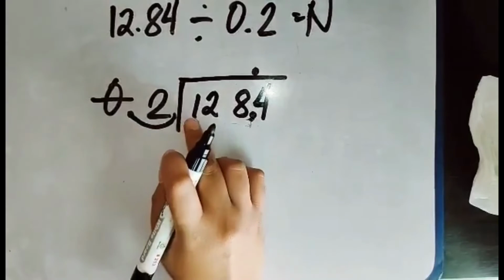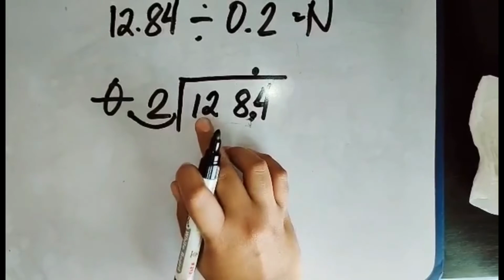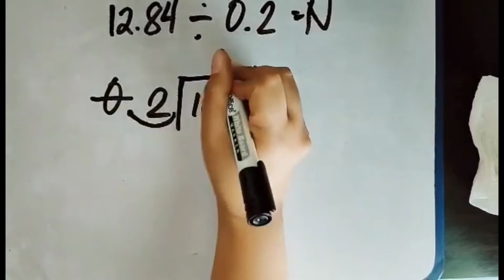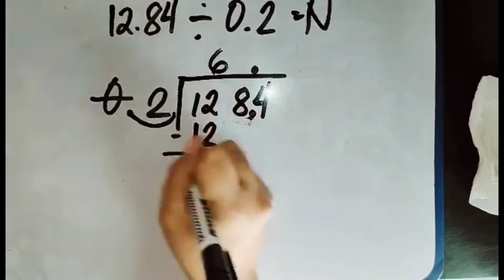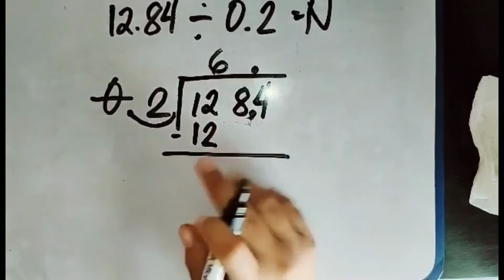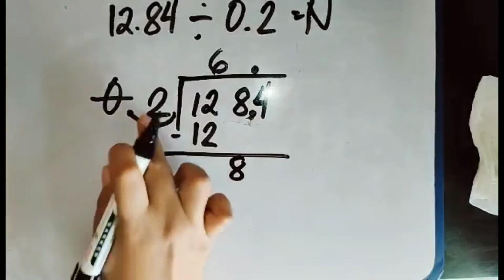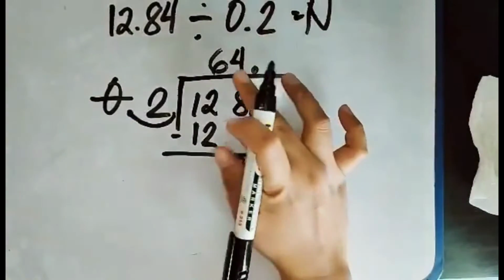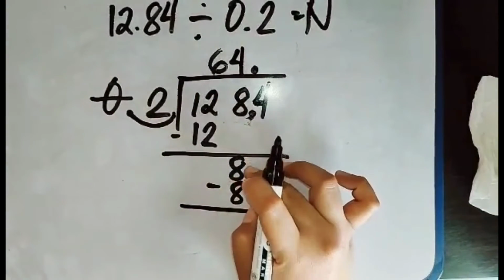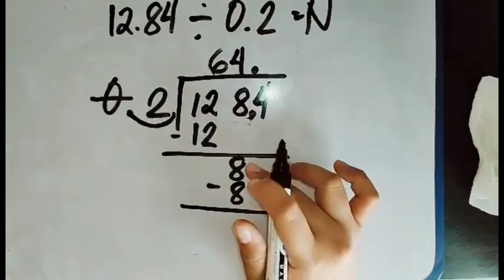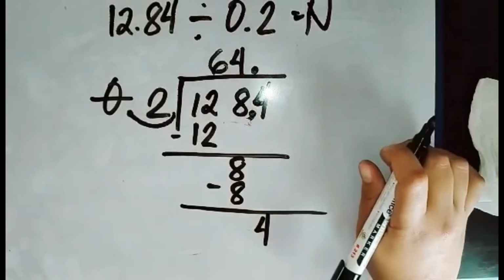Okay, let's proceed. 1 divided by 2 cannot be, so you have to partner it with the next digit. 12 divided by 2 is 6. 6 times 2 is 12. 12 minus 12 is 0. No need to write the 0 here. Proceed with the next digit. 8 divided by 2 is 4. 4 times 2 is 8. You see the reverse operation. Then 8 minus 8 equals 0. No need to write it again. And then bring down the last digit, which is 4.